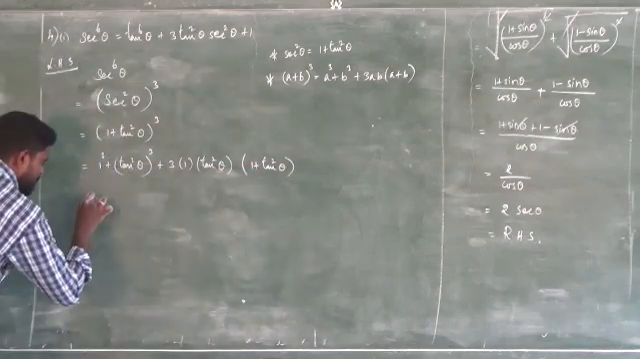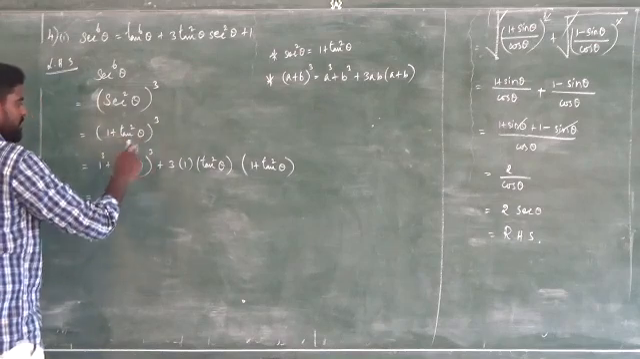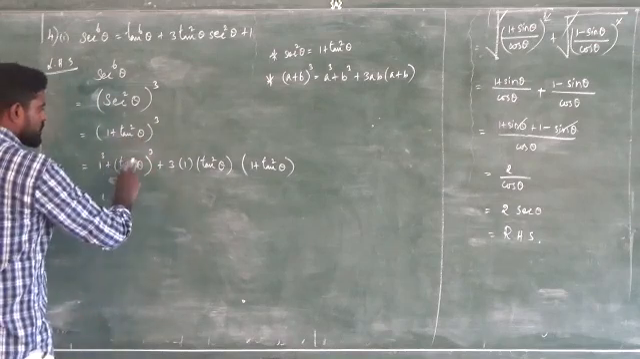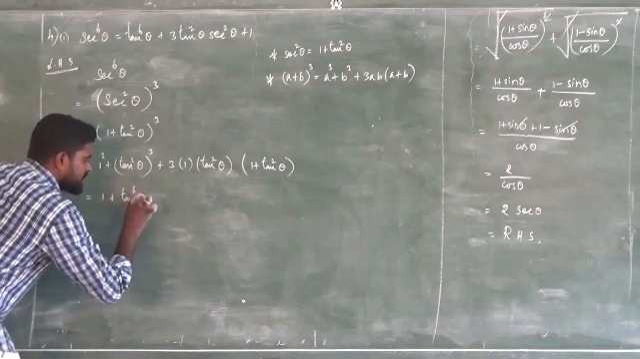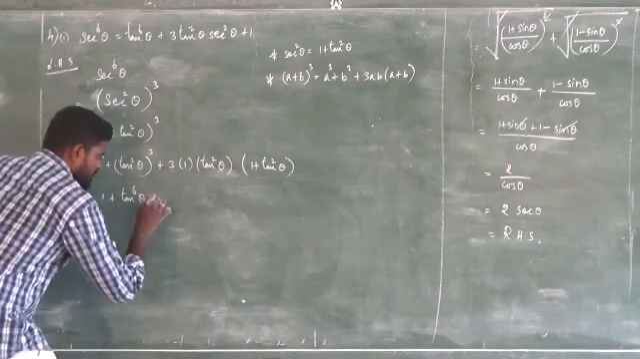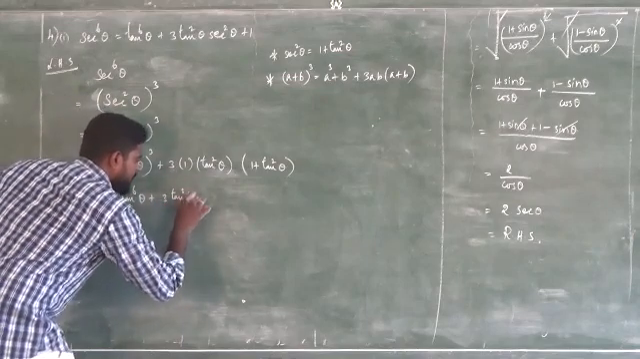Now 1 cube is 1. Tan square theta whole power 3. So power of power can be multiplied. So 2 3s are 6. So 1 plus tan power 6 theta. Then plus 3 into 1 into tan square theta. So 3 tan square theta.